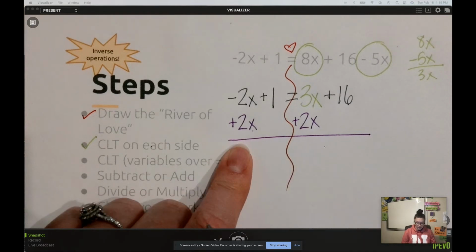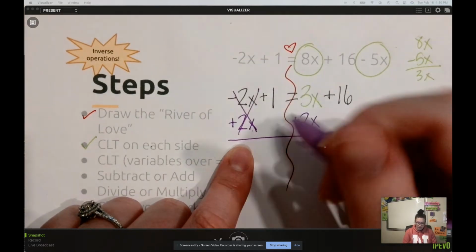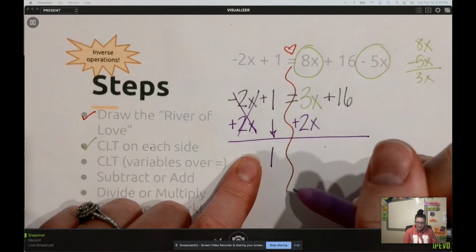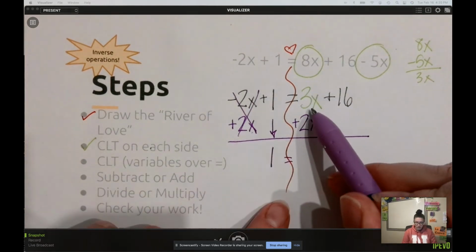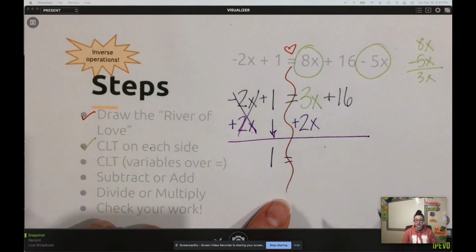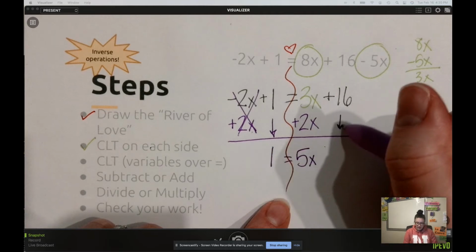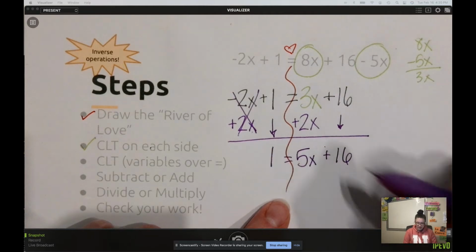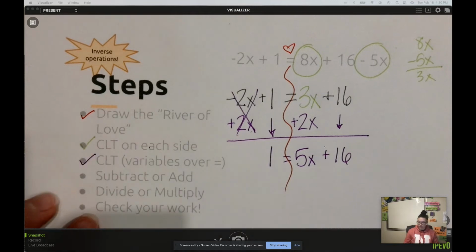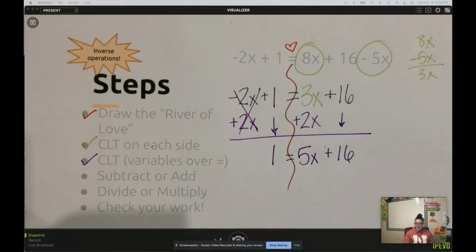Minus 2x plus 2x, they make a zero pair. I bring down that 1. What's 3x plus 2x? 5x. And then I bring down my plus 16. I brought my variables over the equal sign. And now it's in that form y equals mx plus b.